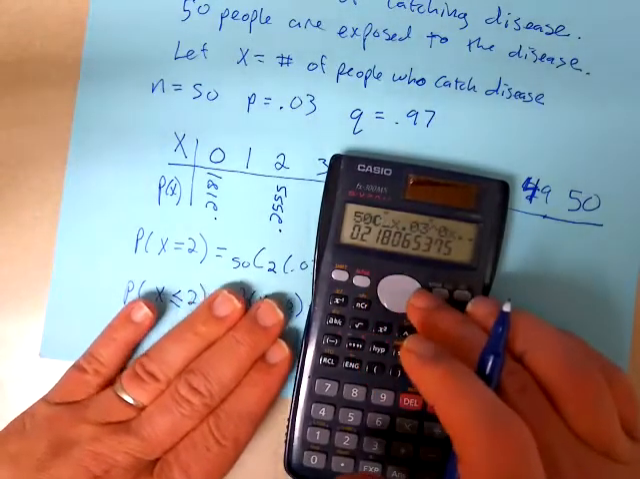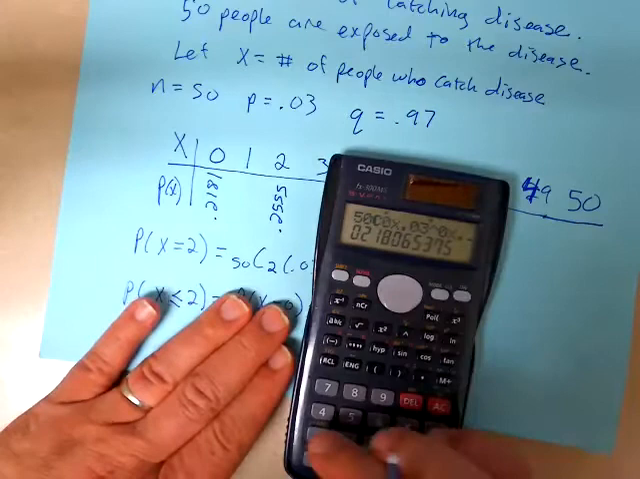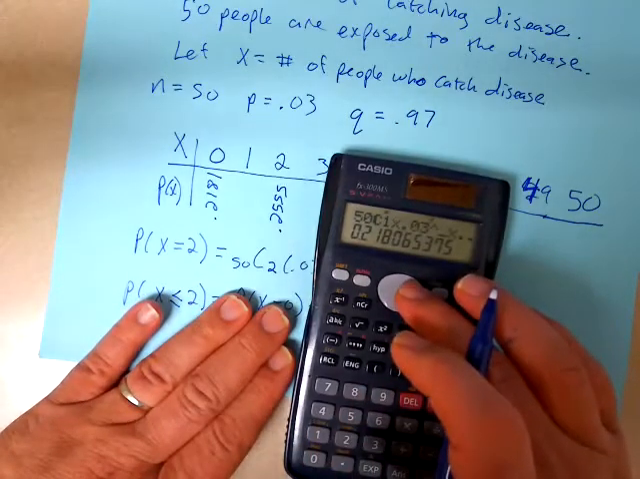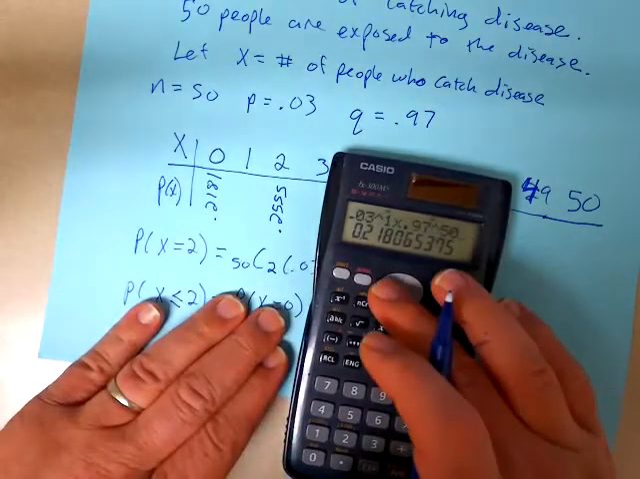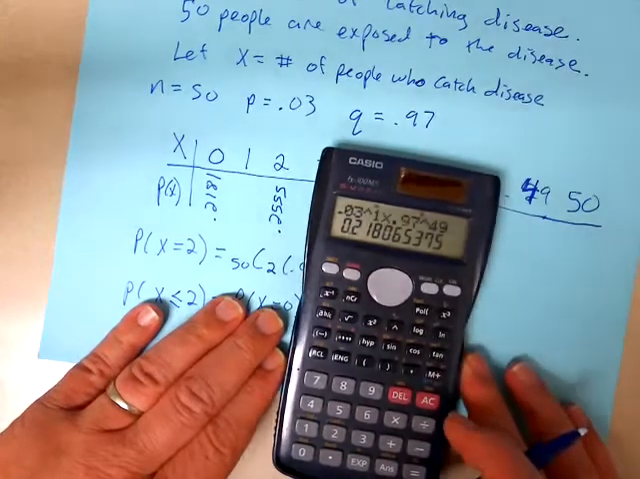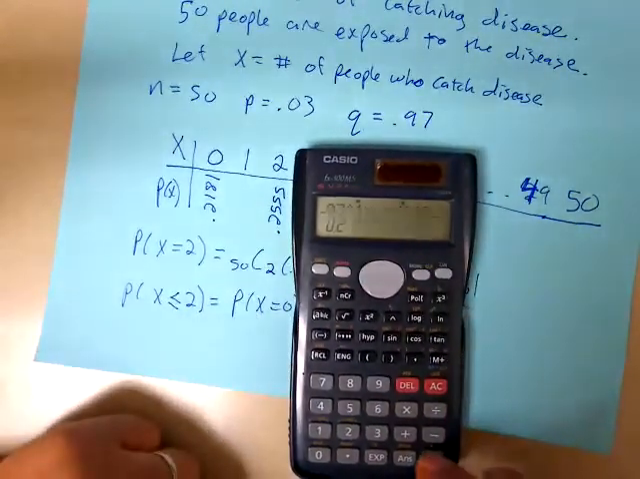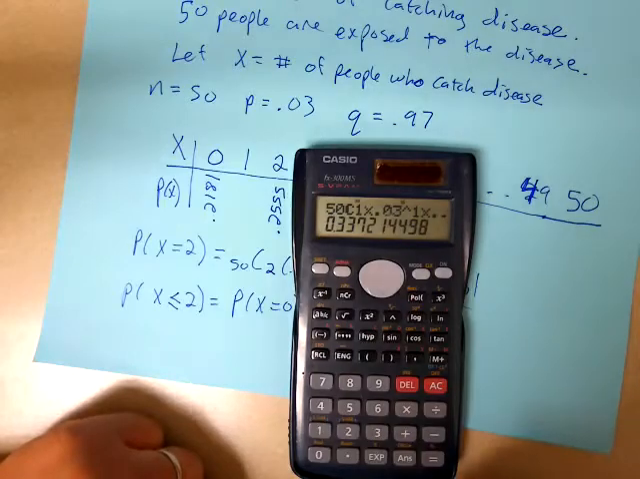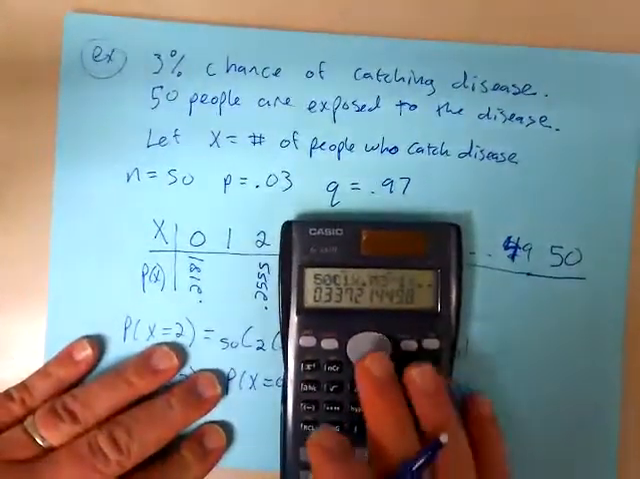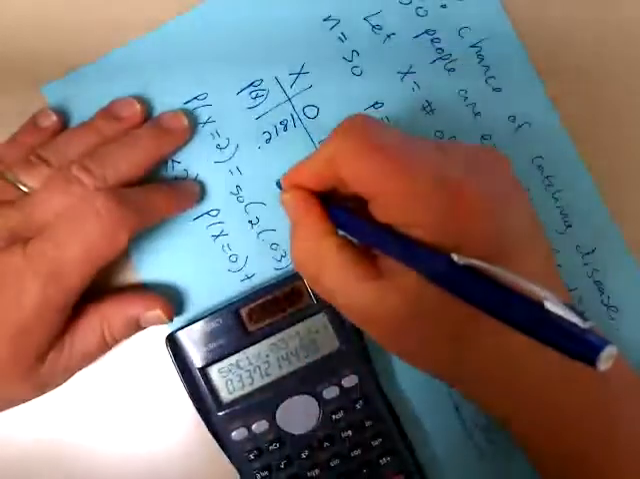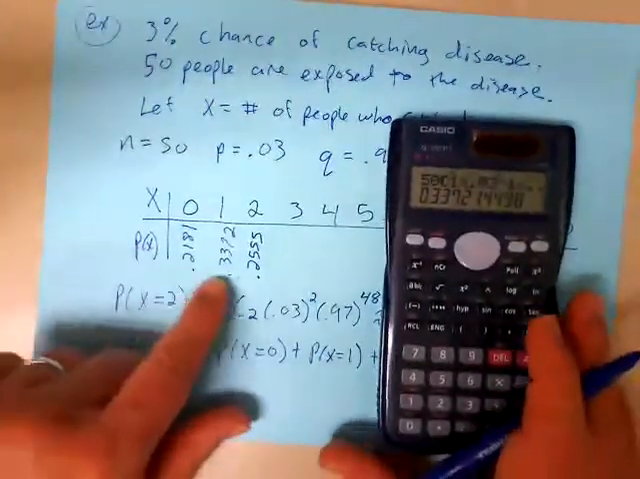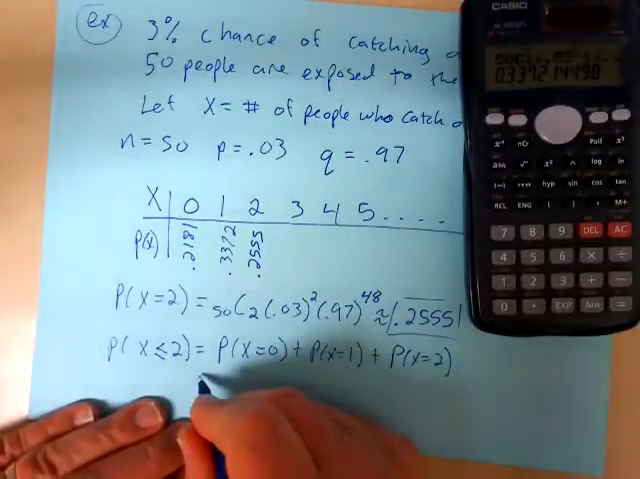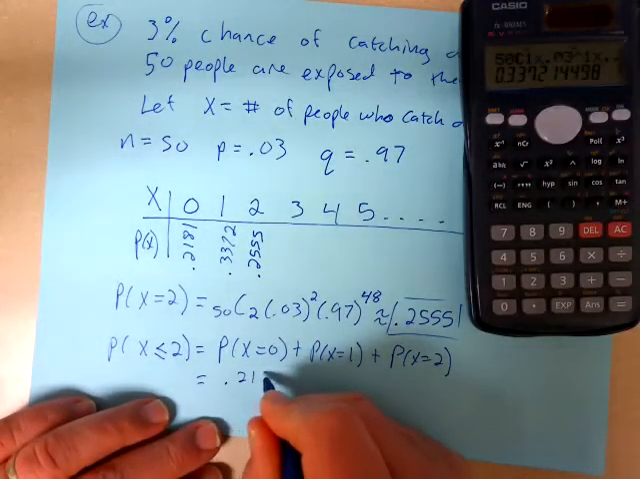Okay, now I'll do 50 choose 1, 0.03 to the first, and then 0.97 to the 49th. If you can see that. And so then hit equals, and I get the probability for that. So this is 0.3372. Okay, and so there you go. I got each probability.